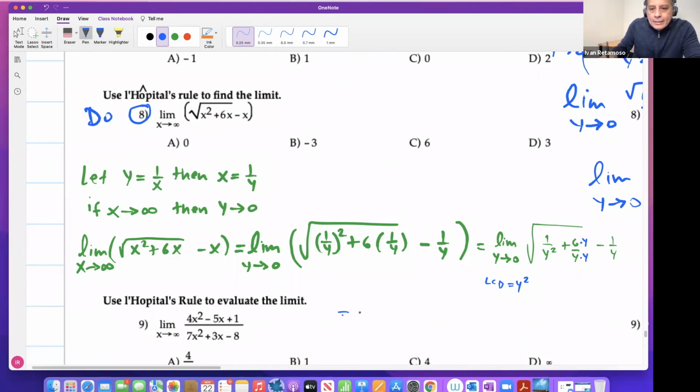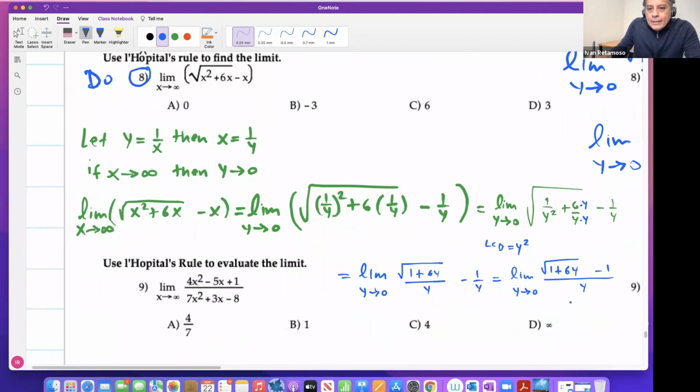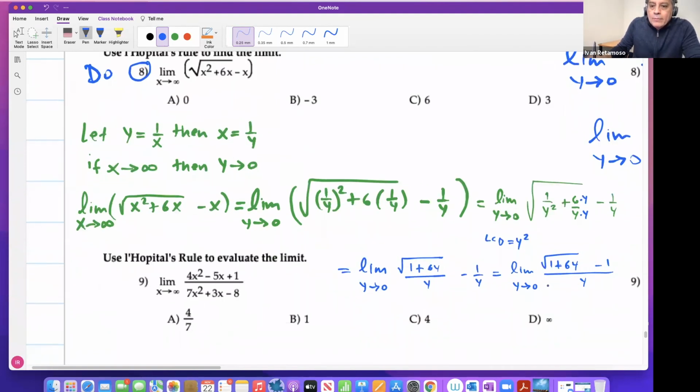you're going to get that this is going to be the limit as y approaches 0 of the square root of 1 plus 6y on the top, on the bottom, square root of y squared, but that's just y, minus 1 over y. But together, since they have common denominator, this is the limit as y approaches 0 of the square root of 1 plus 6y minus 1 over y. Applying L'Hopital's rule, because if you substitute 0 here, you get 0 over 0.